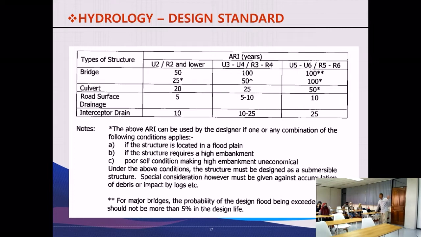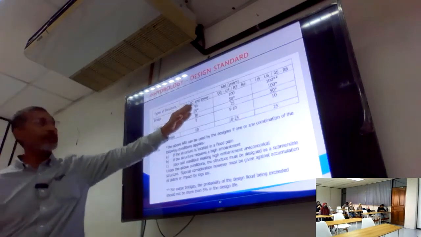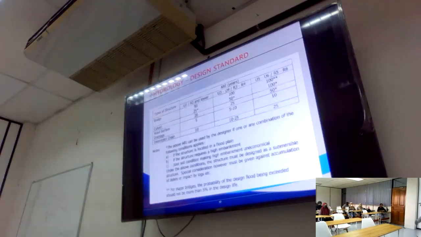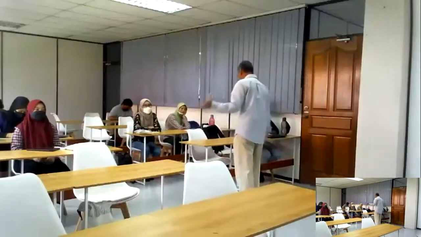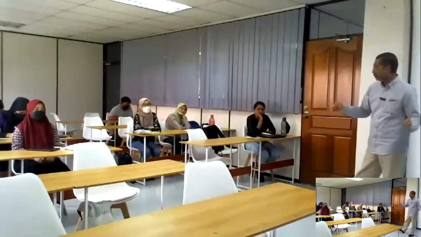It depends on the category of road, right? Because U is urban road, R is rural road, right? So ada U2, U3, U4 and so on. This is the category of road in Malaysia. Later on, or maybe you have already, Puan Syatina or Liza already mentioned this to you, but definitely you will be exposed to this road category in this class. So for bridge, it's very critical. We don't want it to be flooded.